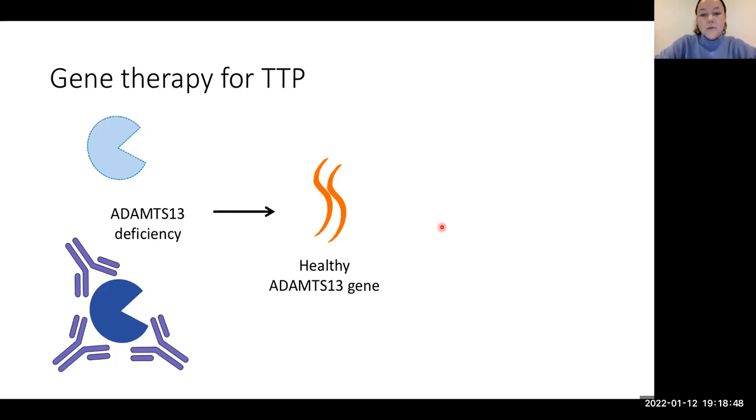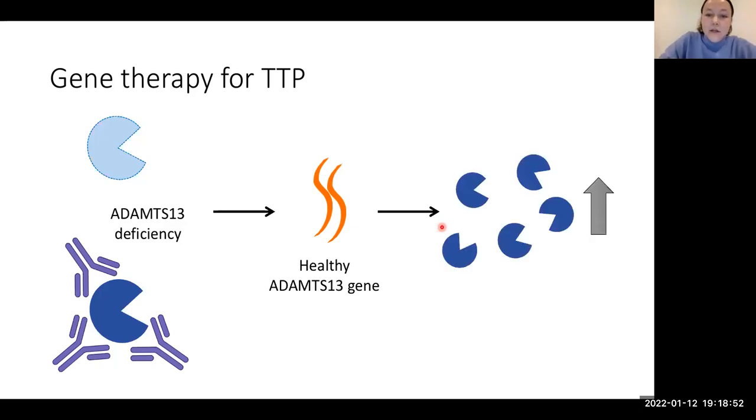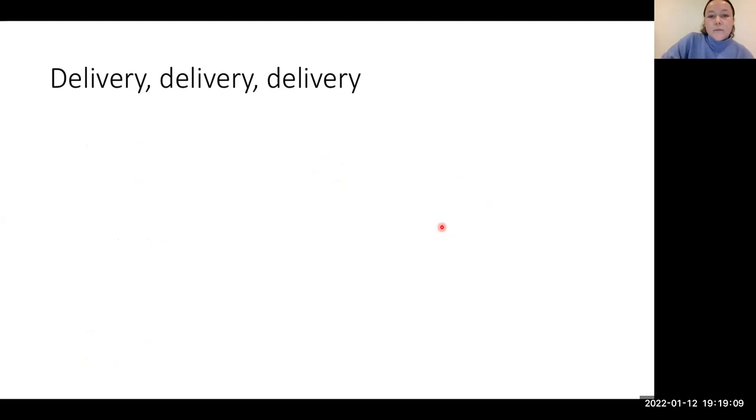the problem is how do we then deliver this gene into patients? So the ultimate goal is if we can deliver the healthy copy of the ADAMTS13 gene, this gene will hopefully be able to produce lots of the ADAMTS13 protein within patients, with the hope that you raise the levels and you can see an improvement. But the biggest problem that we have in the field of gene therapy is delivery. How do you get the healthy genes into patients?